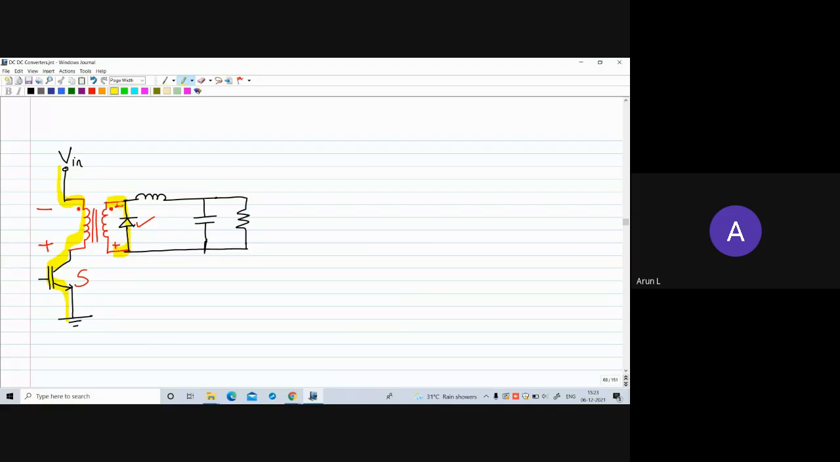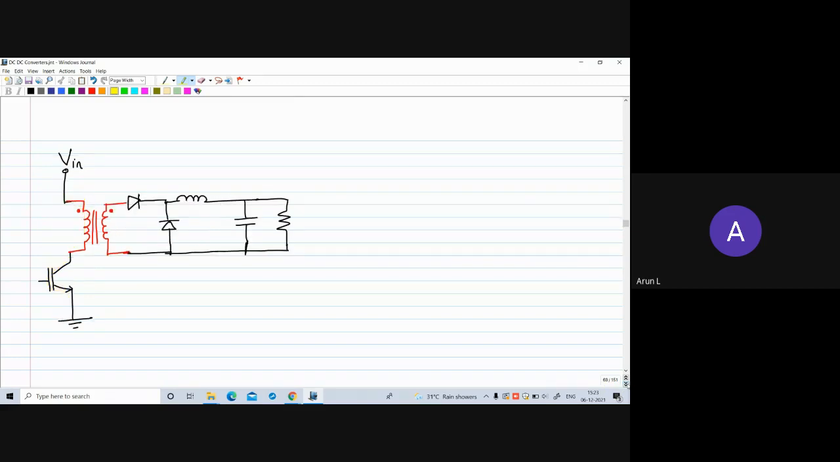This voltage is forced to zero. So that will violate our flux continuity. So in order to avoid that, they have introduced a diode in series with the second winding. So by introducing a diode in series with the secondary winding, we can avoid this situation.